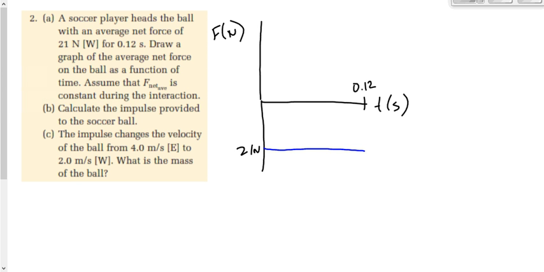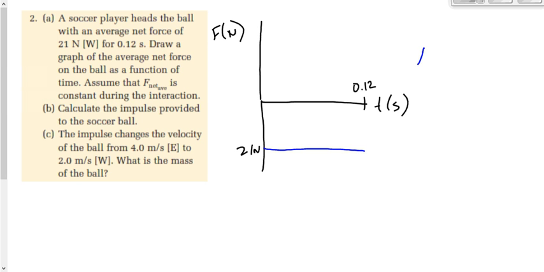I'm sticking with west is negative because I almost always do that. Just stay in the habit of it, right? You can make west positive. You just got to be careful if you make west positive that you're consistent. And it's harder to be consistent because we're not used to doing that. I'm going to stick with this though. We're going to find the impulse provided to the ball.